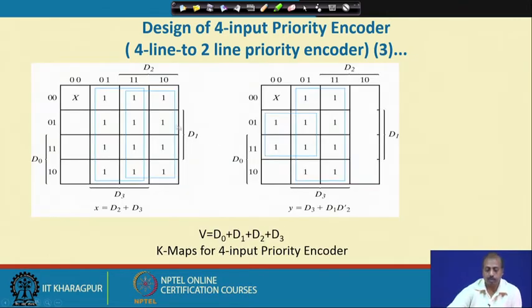So, if we are looking into this design, so we have got this x, if you draw the truth table, then it will be like this.